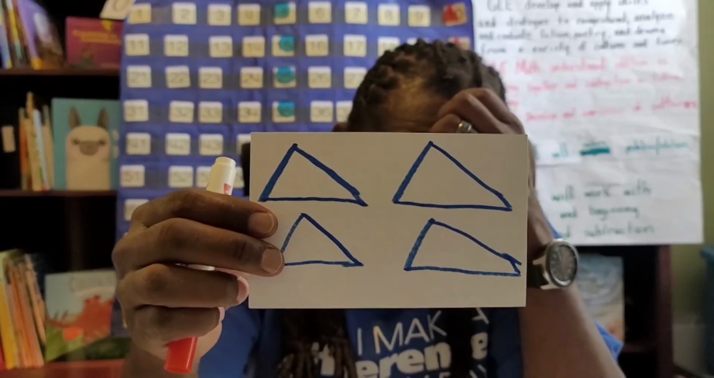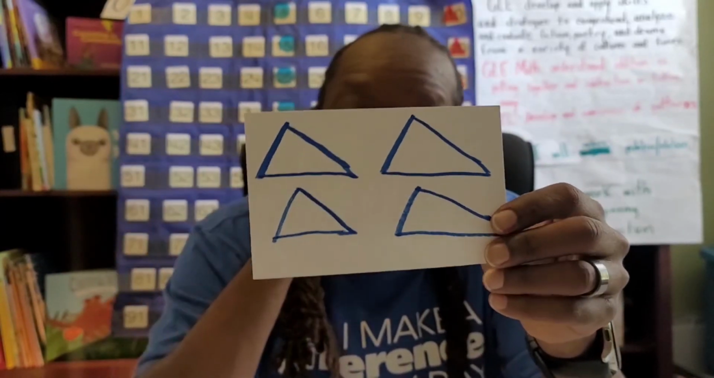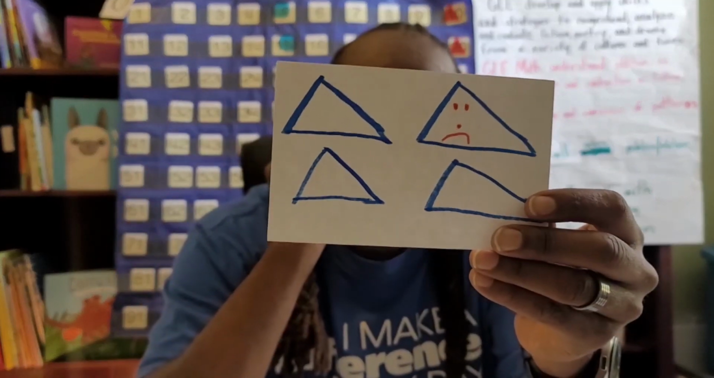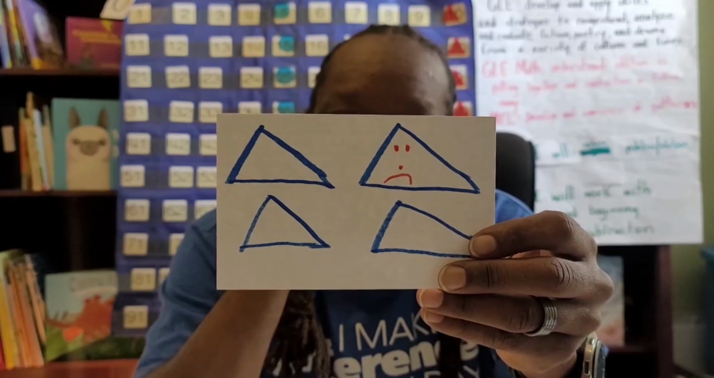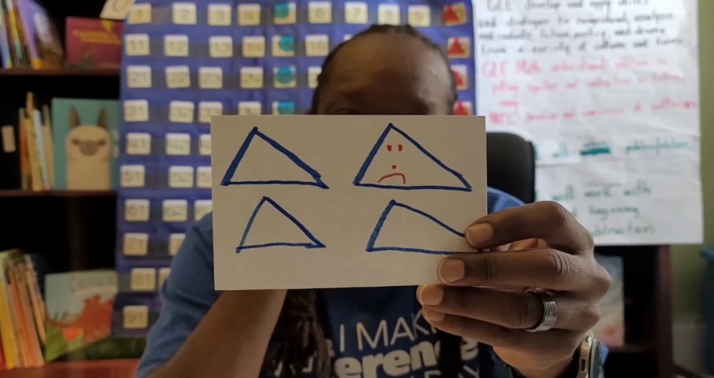All right, let's look at a subtraction problem. These are all what? Triangles. They have 3 sides, right? They're triangles. This triangle right here is sad. You know why he was sad? He was sad because he forgot his lunchbox at home. So he had to go back home to get it.